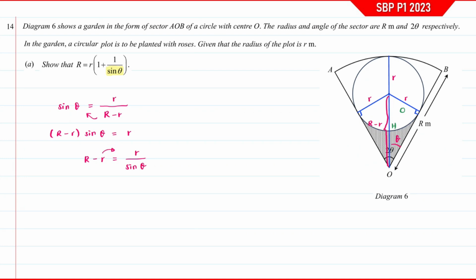Then we're going to move the small r on the left hand side to the right. Then capital R is equal to r plus r over sine theta. As both terms have the r, we can factorize this. Then capital R is equal to r bracket 1 plus 1 over sine theta.